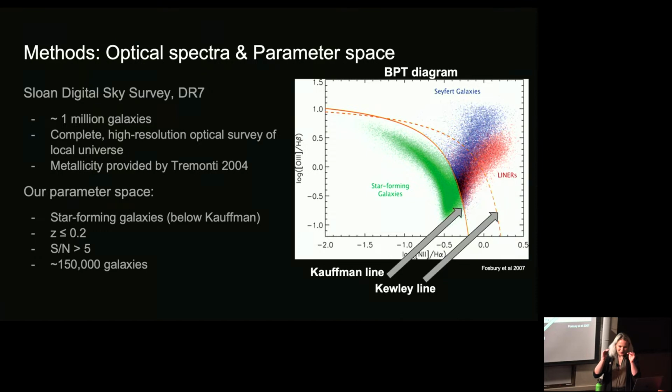So honing in on those 1 million galaxies, as I mentioned before, we are interested in the star-forming branch, and we limited ourselves below the Kaufmann line. We limited ourselves to quite low redshift, quite local galaxies of a redshift less than 0.2, with a high signal to noise, and that left us with a sample size of about 150,000 galaxies to work with.